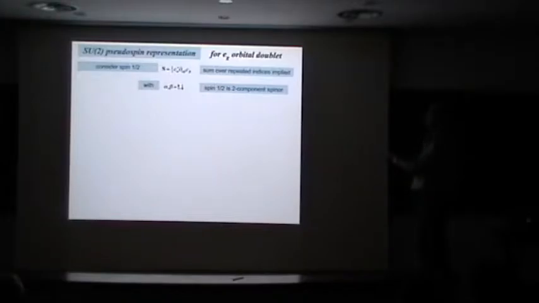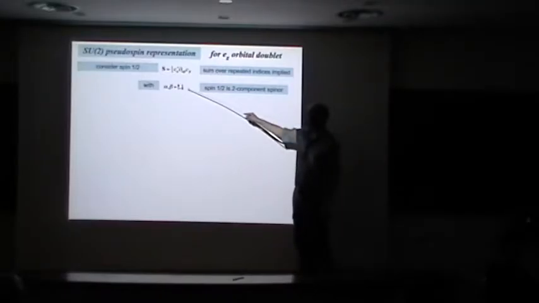Let's now go a little bit into the mathematics, and then I hope that some of these things will become clear. Orbital representation. Like I said, let's look for an SU(2) pseudo-spin representation for the eg orbital doublet. Well, that's the same as spins. So I can consider also a spin 1/2, and then here is my spin operator, as Christian also showed, where here I have a sum over repeated indices of the electron operators.